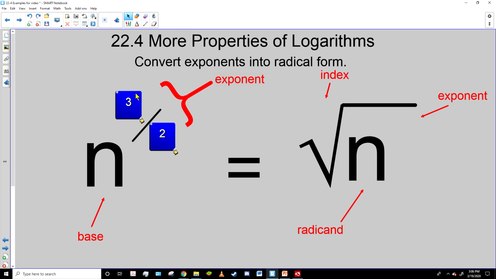Alright, let's try another example or two. Okay, the index is 5. It goes here. Or the denominator rather is 5. It goes here. And the top goes over here. And one last time.